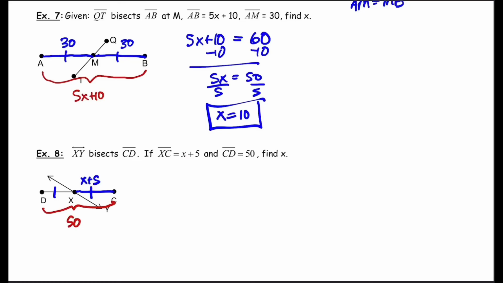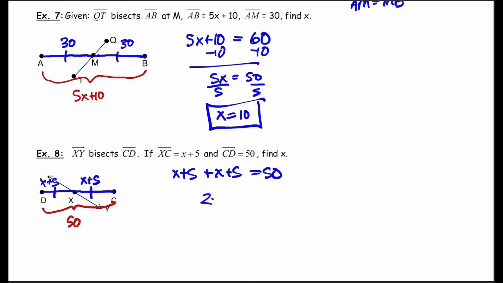Well, there's a couple of approaches we can take here, but what I'm probably going to do is keep it consistent with what we did up above. If this piece here is x plus 5, this piece is equal to it. It has to be x plus 5. So from here to here is also going to be x plus 5. Now I'm going to use that segment addition theorem. This piece plus that piece has to equal the whole thing of 50. So I've got x plus 5 plus x plus 5 equals 50.